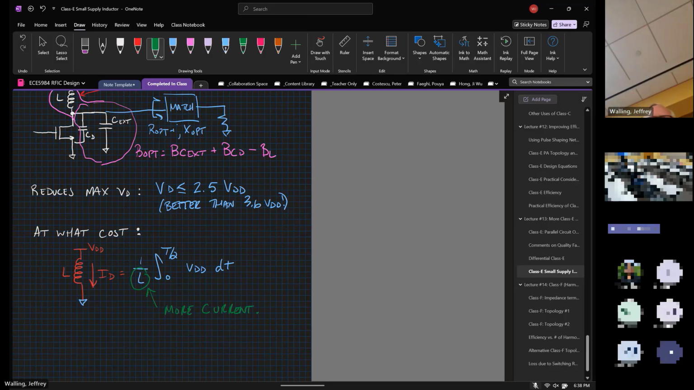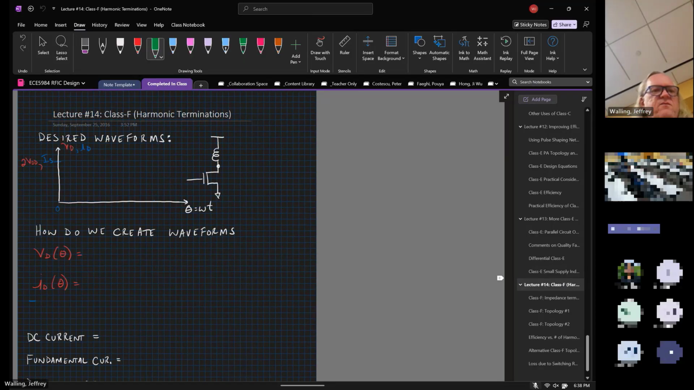But class F, in principle, what we're doing is we're going to try and shape the waveforms. I'll go back over this, but we're going to try and shape the waveforms so that we have a square voltage waveform and a half rectified current waveform. We're going to do that using harmonic terminations at the drain. So that's the trick for class F.